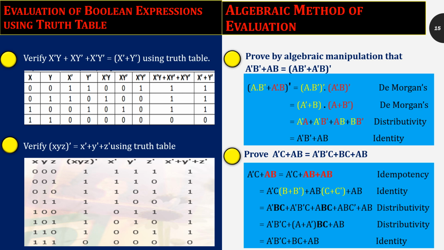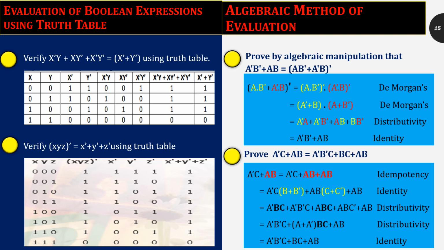Then we apply the distributive law: a bar into a plus a bar into b bar, similarly b into a plus b into b bar. As we know, a into a bar is 0, and similarly b into b bar is 0. So we get a bar b bar plus ab. We got the left hand side, and hence the expression is proved.